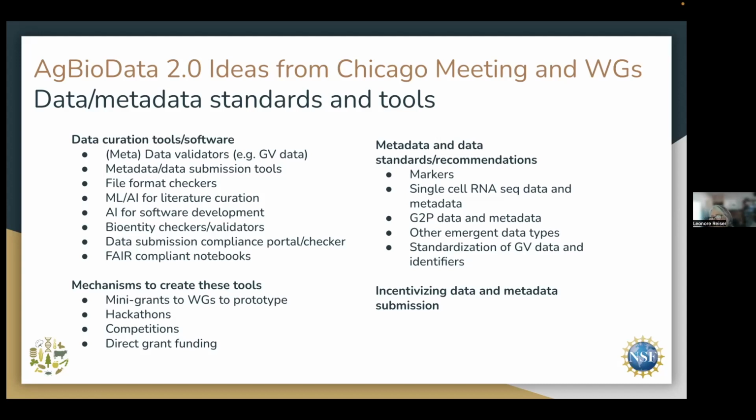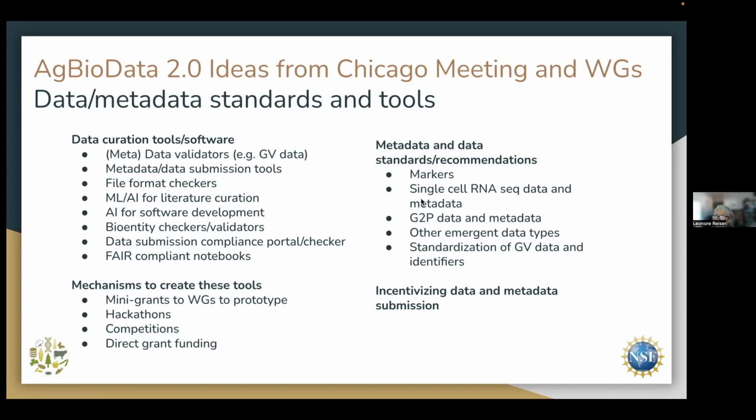We just heard about this problem of people saying they submit data, but there's no validation for that. So there's a need for things like this and other ideas about FAIR from the start, helping people with their initial FAIR data collection. And there were some ideas about how we could achieve the development of those tools, including mini grants, hackathons, and competitions.